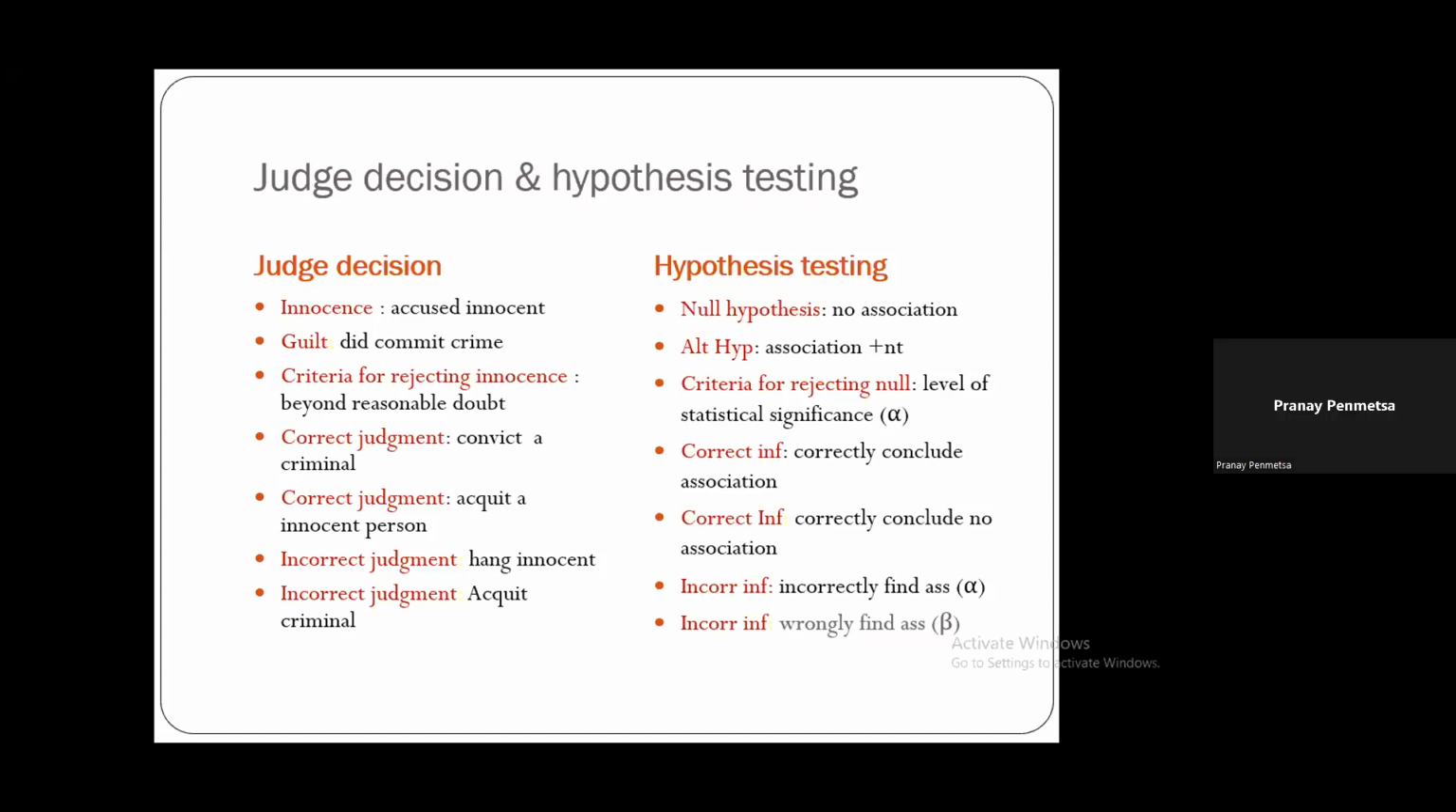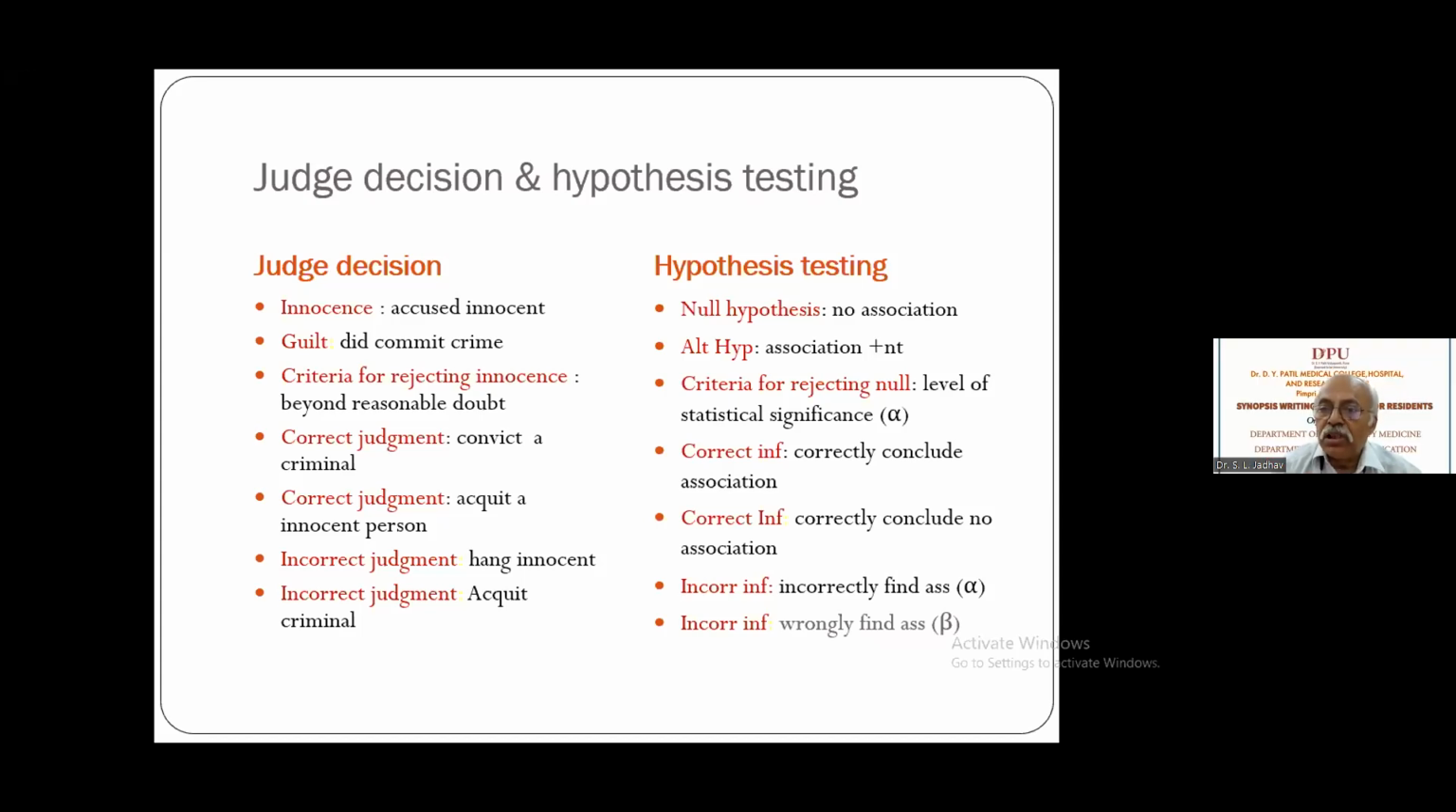The criterion for rejecting innocence is beyond reasonable doubt. If they have the witnesses and an adequate amount of evidence, then only is there reasonable doubt. We have a p-value, that is the alpha error, less than 0.05, and we reject the null hypothesis. The correct judgment is to convict a criminal if a person has committed a crime, and the correct experiment correctly concludes an association when it is present. Similarly, we can make a mistake in the court of law also. There can be two types of mistake. One type of mistake is to acquit an innocent person. Similarly, in an experiment, we can correctly conclude no association.